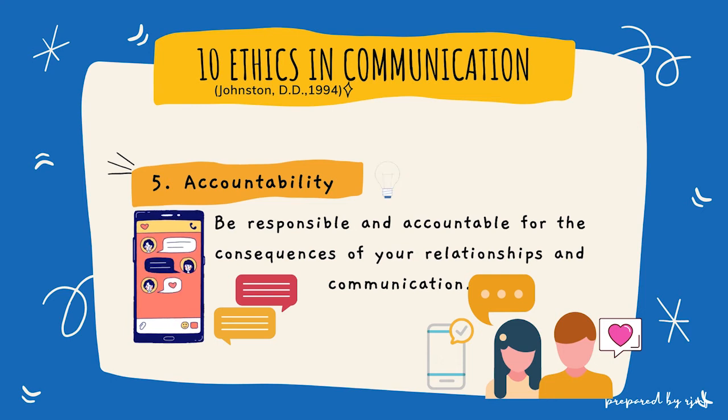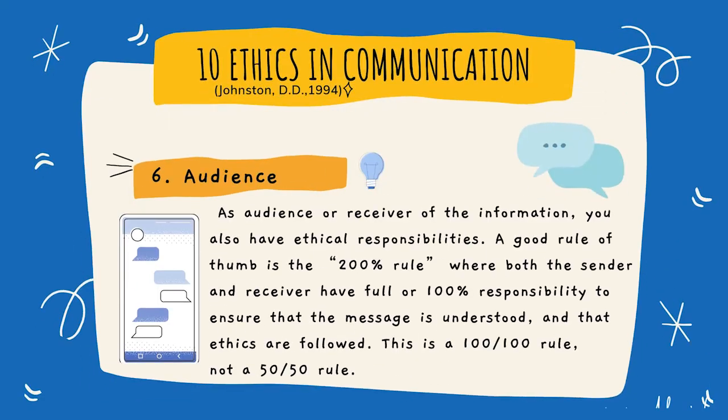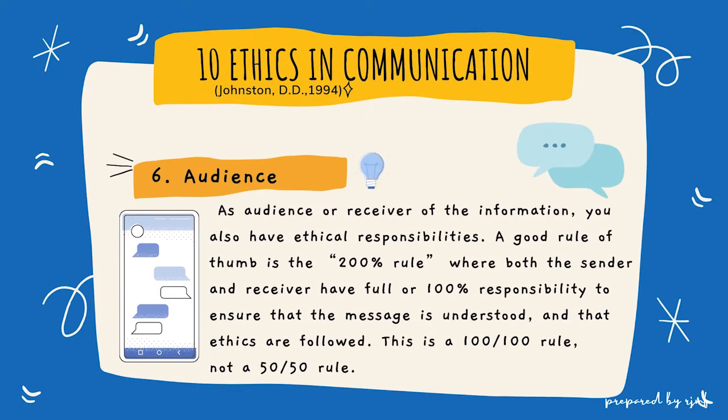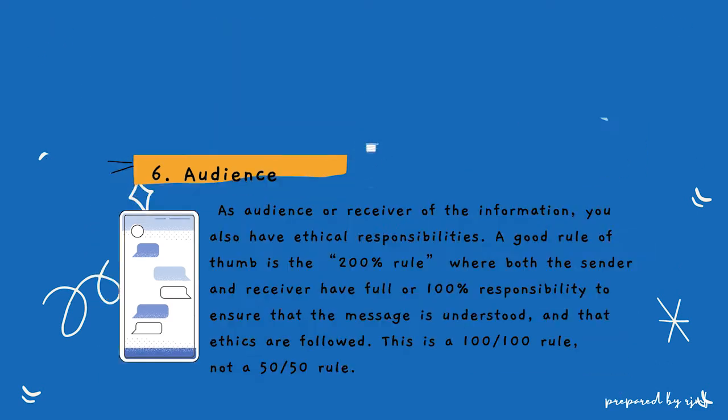Another one is audience. As audience or receiver of the information, you also have ethical responsibilities. A good rule of thumb is the 200% rule, where both the sender and receiver have full or 100% responsibility to ensure that the message is understood, and that ethics are followed.